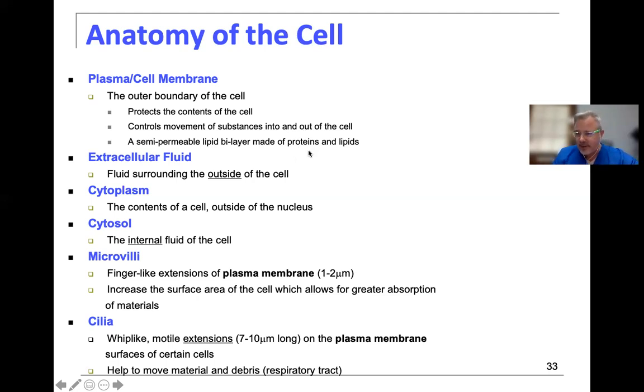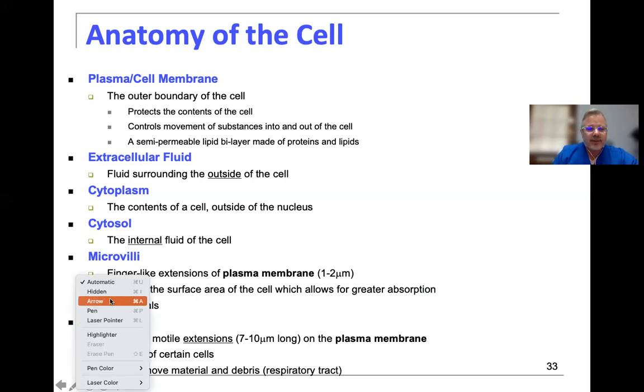The proteins are the gatekeeper. And remember, the outer part and the inner part of the cell has the phosphates, and that's hydrophilic. And then the inner part in between those two layers are the lipids, and that's hydrophobic, doesn't like water too much. The extracellular portion, let's just review some of the terms.